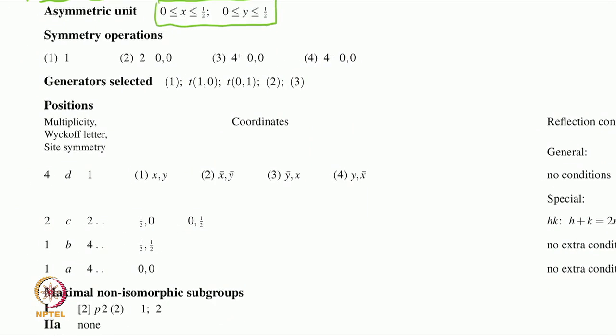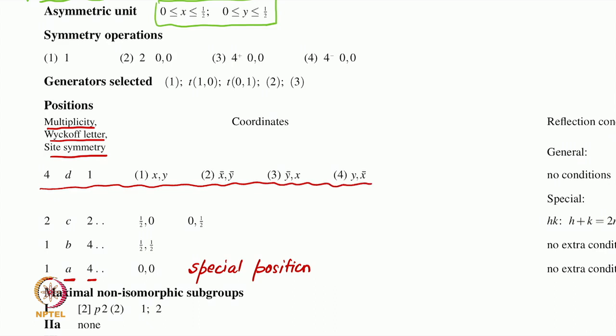So as I told you, this is the multiplicity. This is the Wyckoff letter, and this is the site symmetry, and this is a special position. All positions below the topmost row are special positions; the topmost row is always the general position.